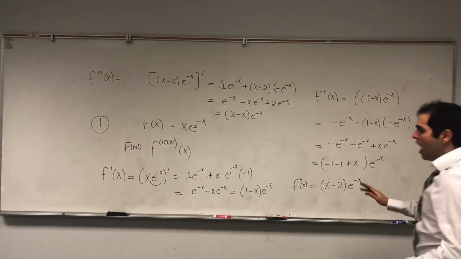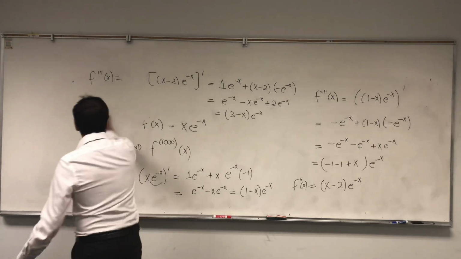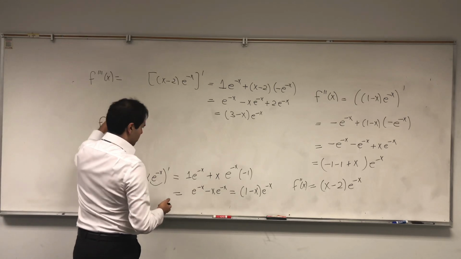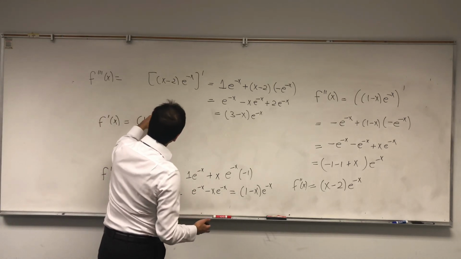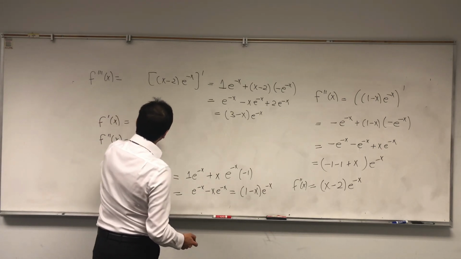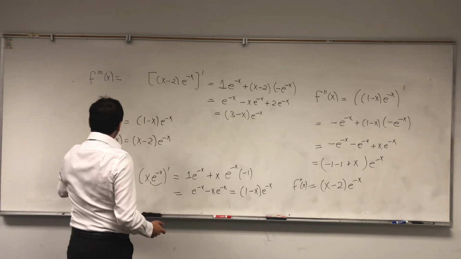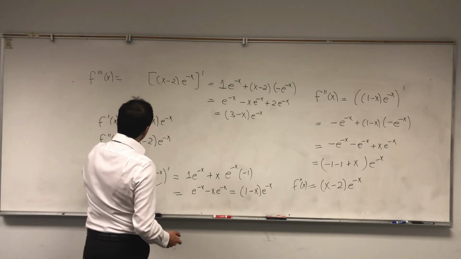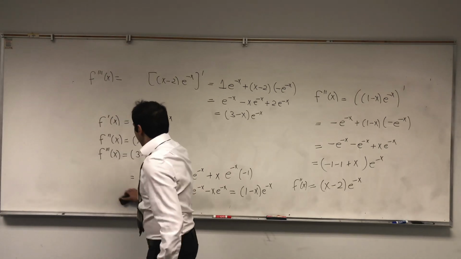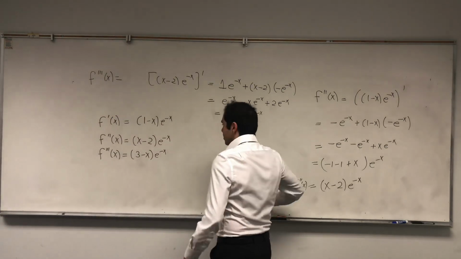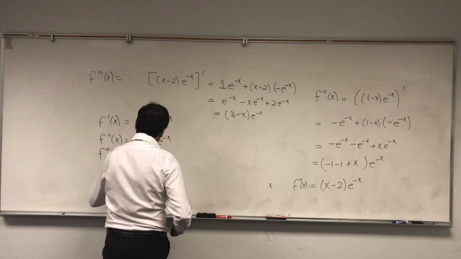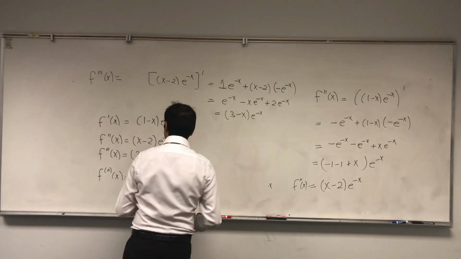Okay, so I think now it's a little bit clearer what we have. So let's see the pattern. We have f prime of x, which is 1 minus x e to the minus x. f double prime of x is x minus 2 e to the minus x. f triple prime of x is 3 minus x e to the minus x. And if you're still not sure of the pattern, you can calculate the fourth derivative of f, which I think becomes x minus 4 e to the minus x.